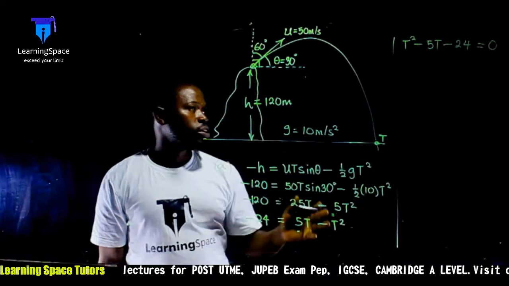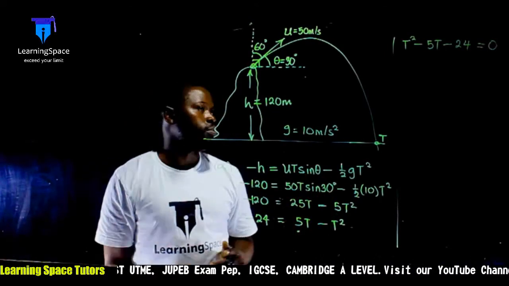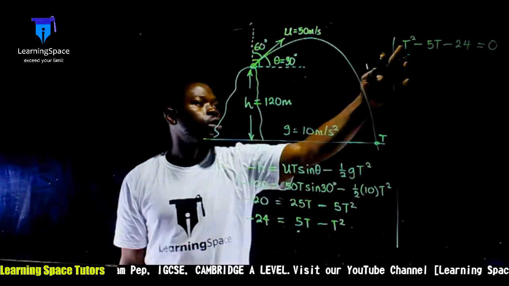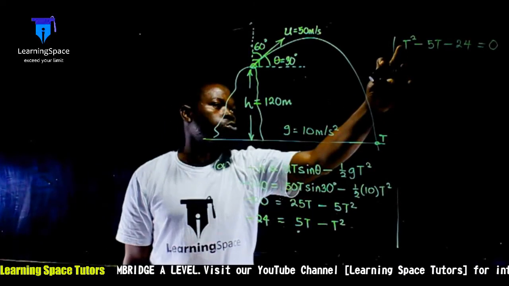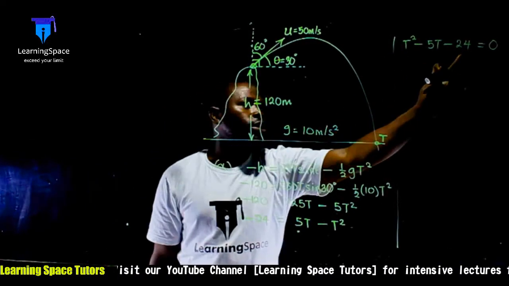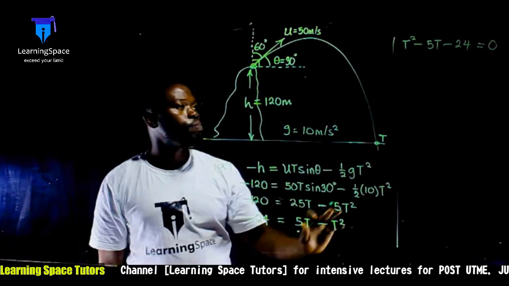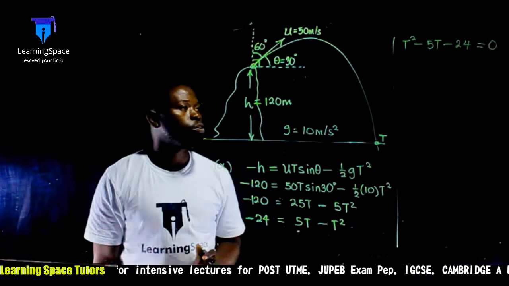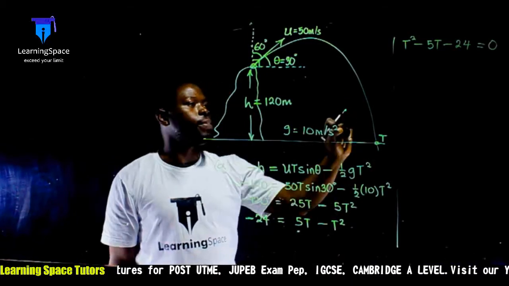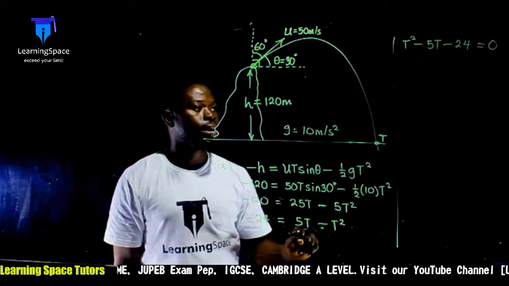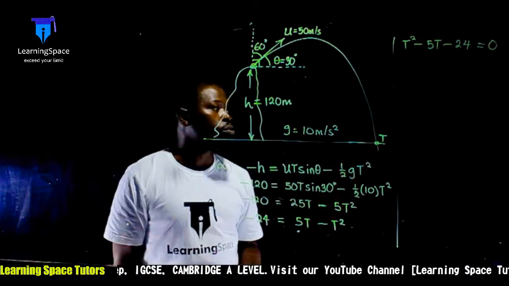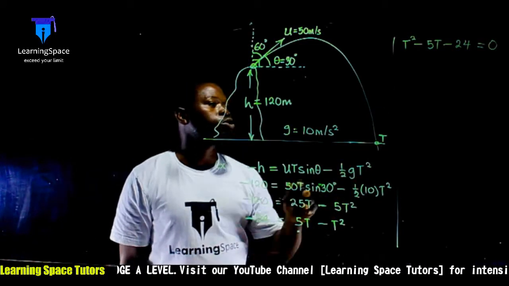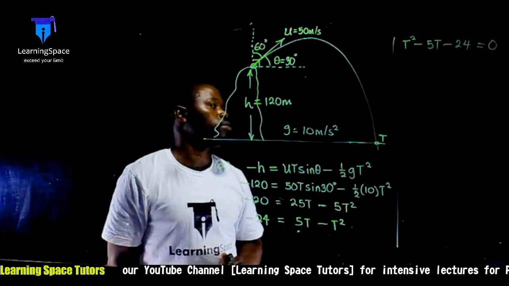Now, if you want to solve this quadratic equation, based on your knowledge of quadratic equations, the coefficient of t squared is 1. This constant is minus 24. You multiply that 1 by minus 24, it's still going to give you minus 24. So you find two numbers that multiply to give minus 24, and when you add or subtract them, give you minus 5.